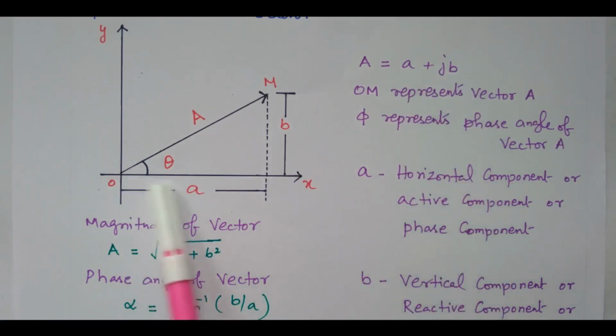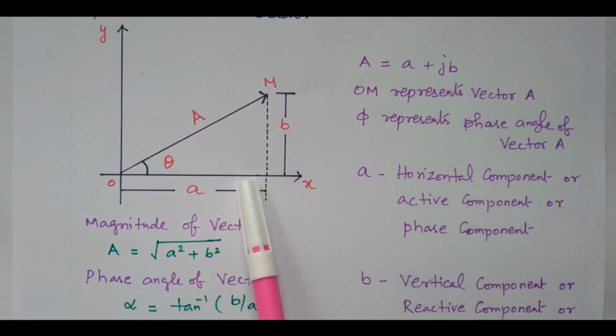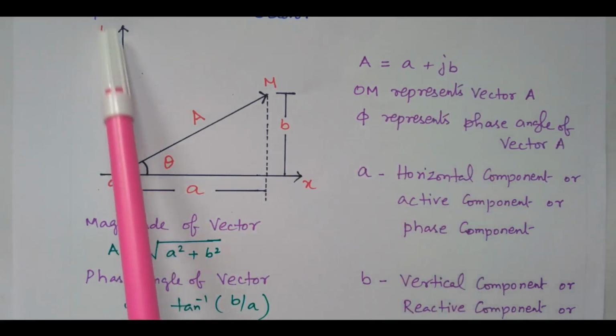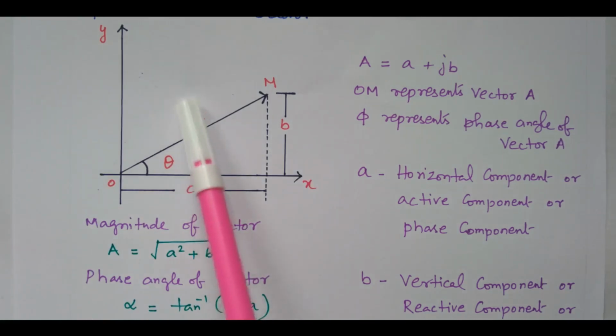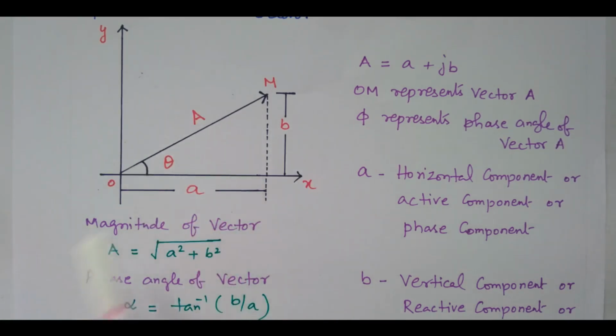The a available in the x-axis, that is the real axis. b available in the y-axis, that is called the imaginary axis. The sum of these two is the resultant vector A. So there is a phase, there is an angle between a and A, theta. So what is that theta? It represents the angle of vector A. Theta is the angle of vector A.